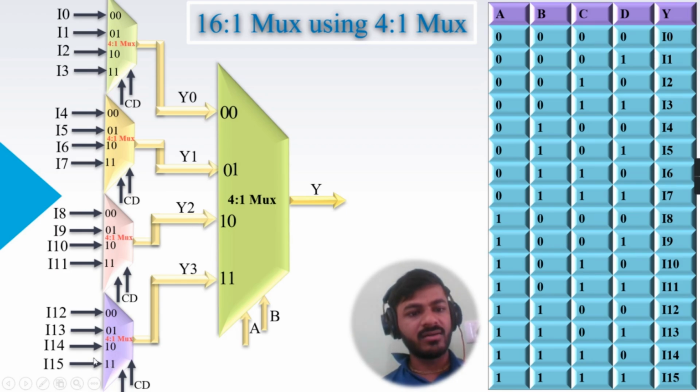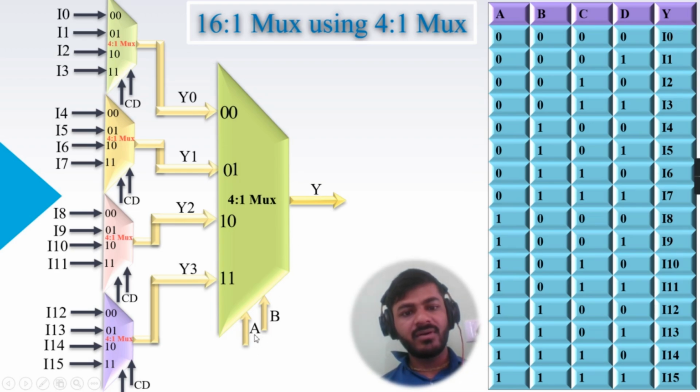From this fourth 4 is to 1 mux, Y3 will be routed. Now, based on the select lines A and B, from these four inputs Y0, Y1, Y2, and Y3, one will be routed to the Y. So already input I0 has been routed into Y0. So if select lines A and B are 0 0, then Y0 will be routed to the Y. That means indirectly I0 is routed to the Y.